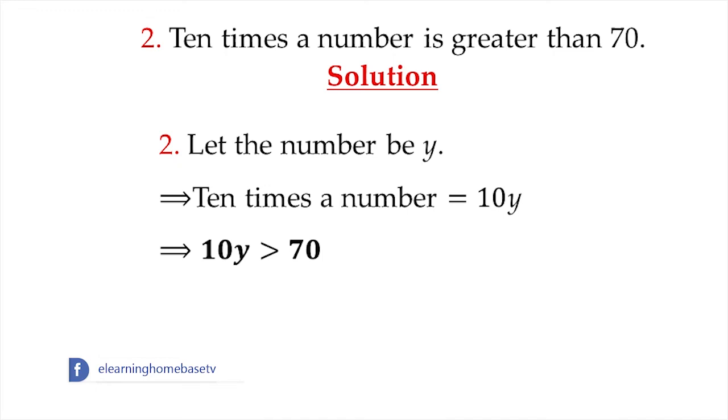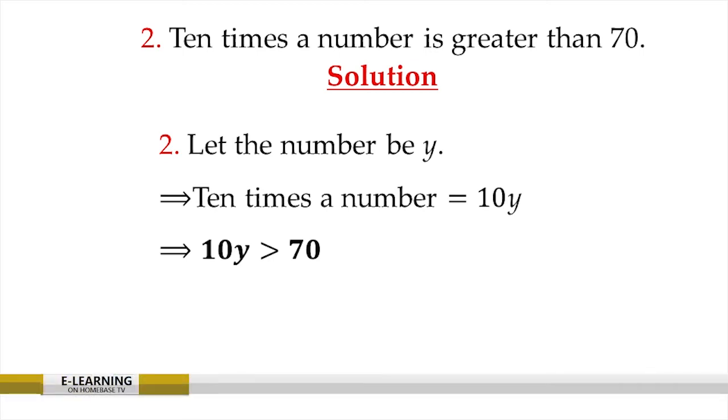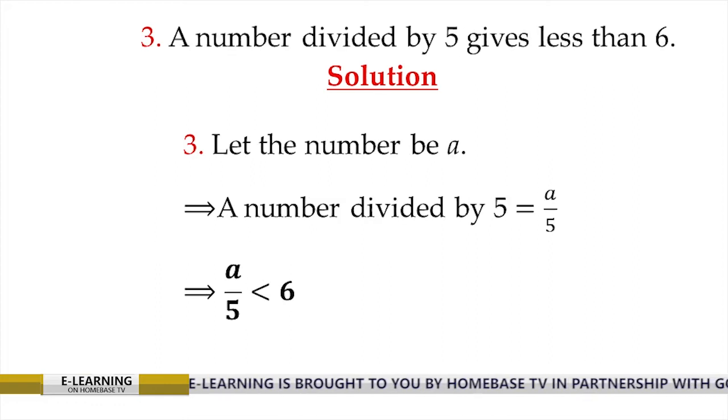10 times a number is greater than 70. I use the variable y to represent the number. So 10 times the number is the same as 10 times y, which is 10y. Now this is greater than 70, so I bring in the inequality sign, the greater than sign. So 10y is greater than 70, as you can see on the screen. That's the mathematical sentence for the word problem.